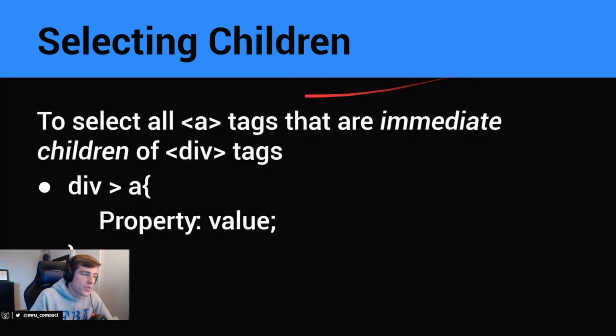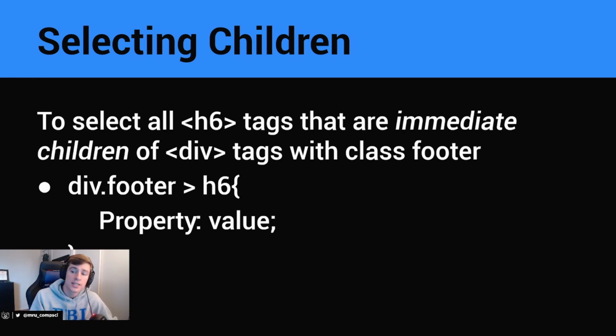So, selecting children. To select all a tags that are immediate children of a div tag, remember you use the sideways angled bracket. So div greater than sign a selects all a elements that are children of a div. Immediate children, not grandchildren, the second element level after a div. To select all h6 tags that are immediate children of div tags with the class footer, you would do div.footer, angled bracket h6. This would only change h6s that are children of div elements also with the class footer.